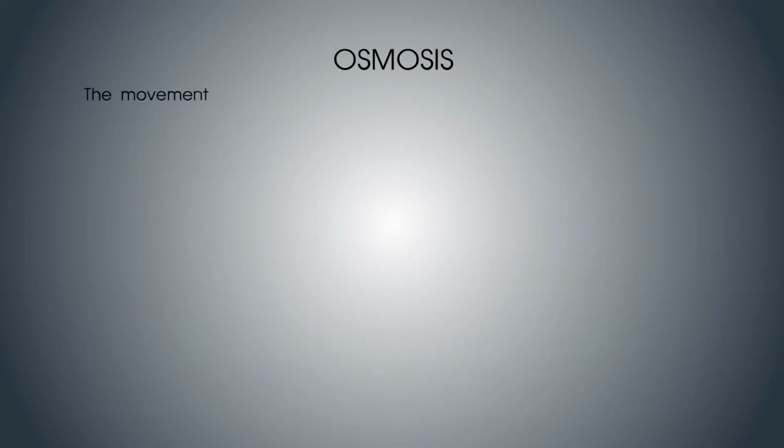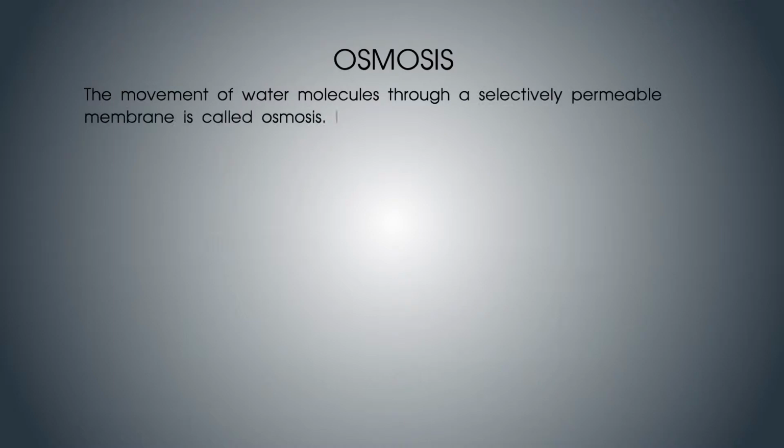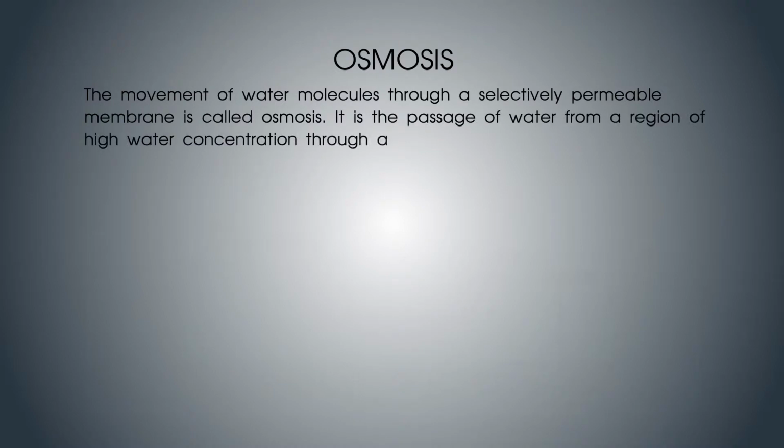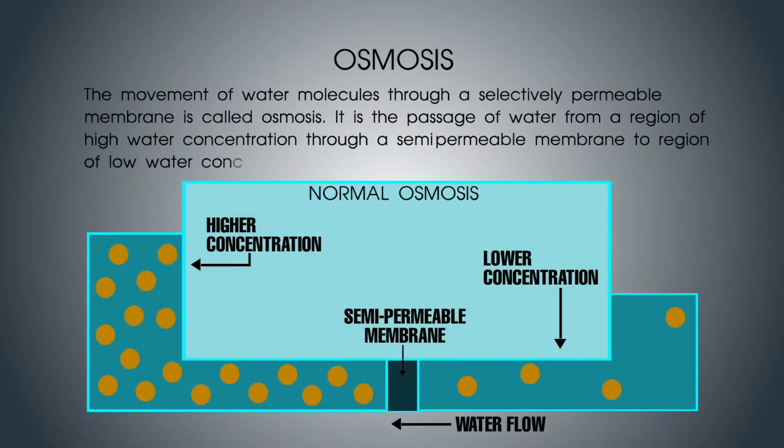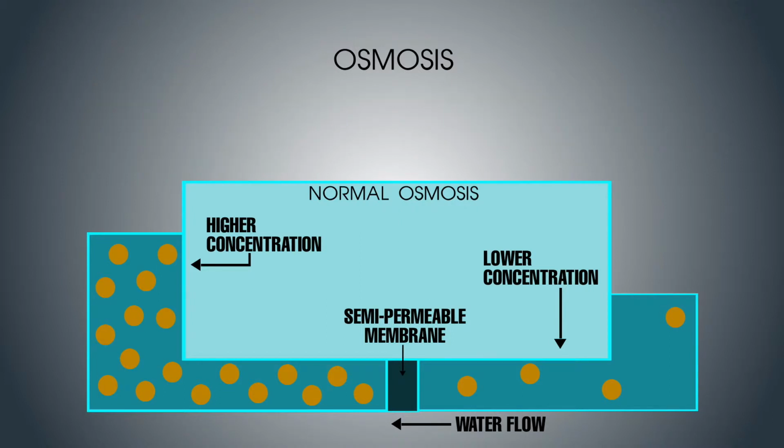Osmosis. The movement of water molecules through a selectively permeable membrane is called osmosis. It is the passage of water from a region of high water concentration through a semi-permeable membrane to a region of low water concentration. Semi-permeable membrane: a membrane that will allow certain molecules or ions to pass through it by diffusion and osmosis. Permeability may depend on the solute size, solubility, and properties.